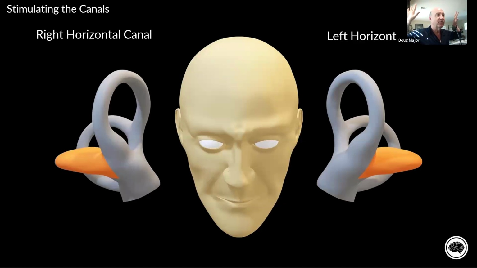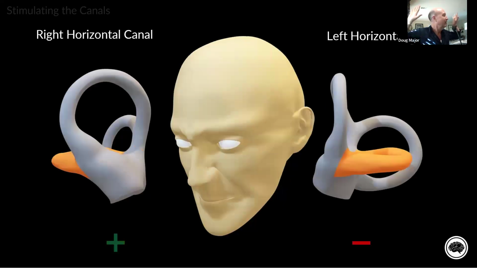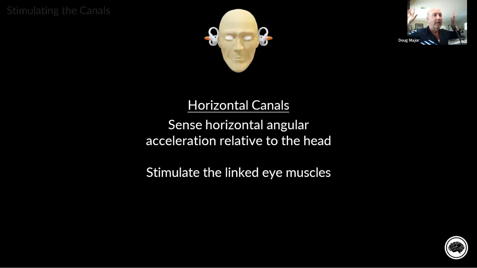So let's stimulate a canal. Let's go ahead and move our head to your right, and that's going to be a stimulation on the right side, and to the left will be a stimulation on the left canal. So looking again, remember this is the easier set, linked to the lateral rectus, and so as we think about that, let's move to the right, left. Okay.